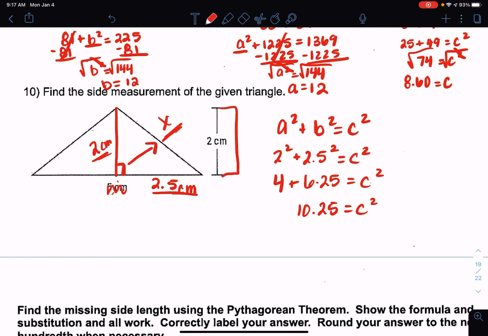And I still do not know what c is equal to, our hypotenuse, so I'm going to square root both sides to get rid of that squared on the c. So that means that c is equal to 3.2 centimeters, when I square root 10.25.